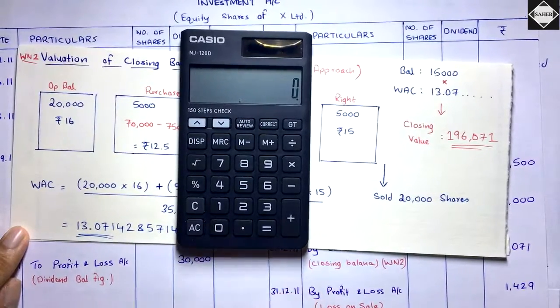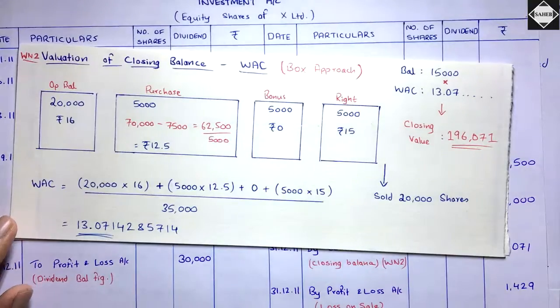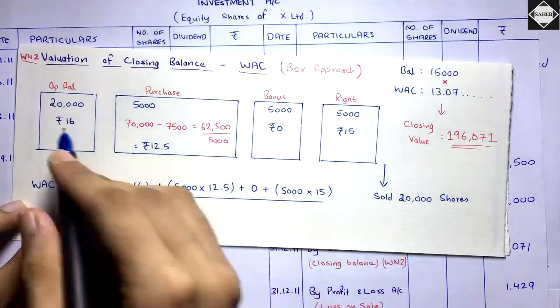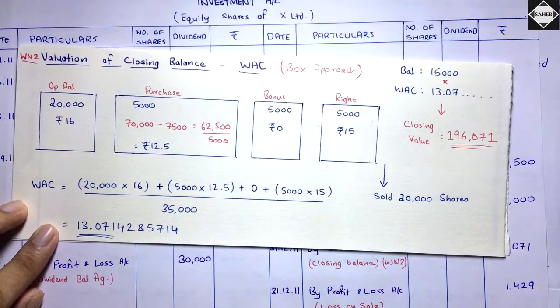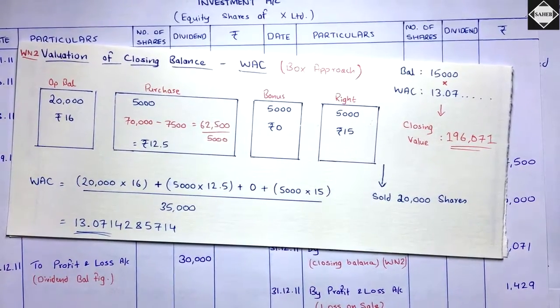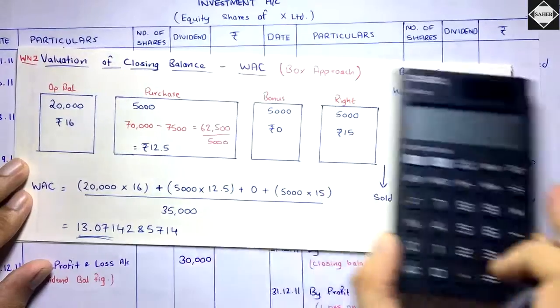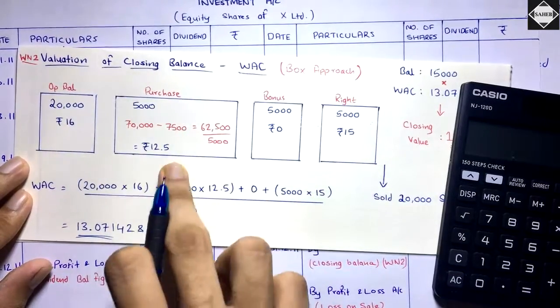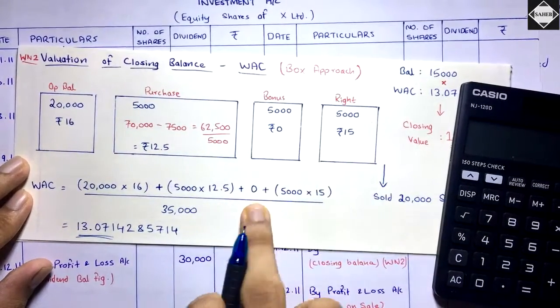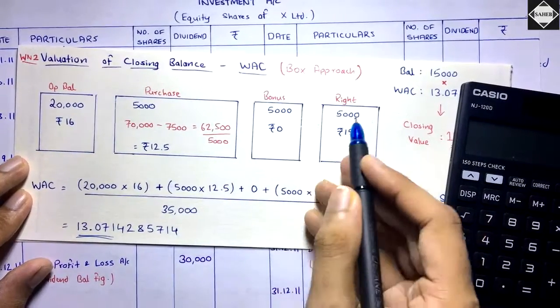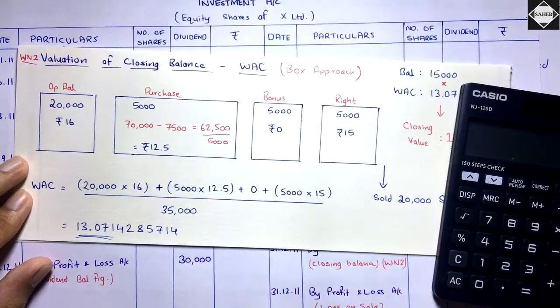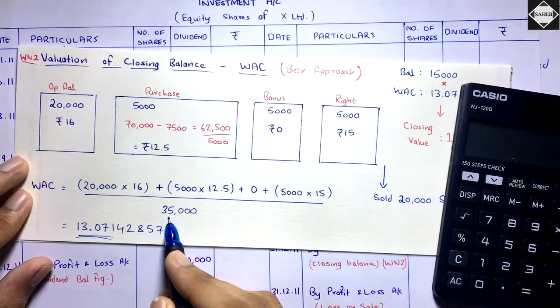So how do we do that? See, it's very simple. All you have to do is take the cost of all these 4 boxes divided by the total quantity, the total number of shares. That's all. Simple. See here, 20,000 into 16, 5,000 into 12.5, 5,000 into 0, that's 0. 5,000 into 0 is 0, right? Nothing. 5,000 into 15, like that you have to take and divide it by the total number of shares, 35,000.